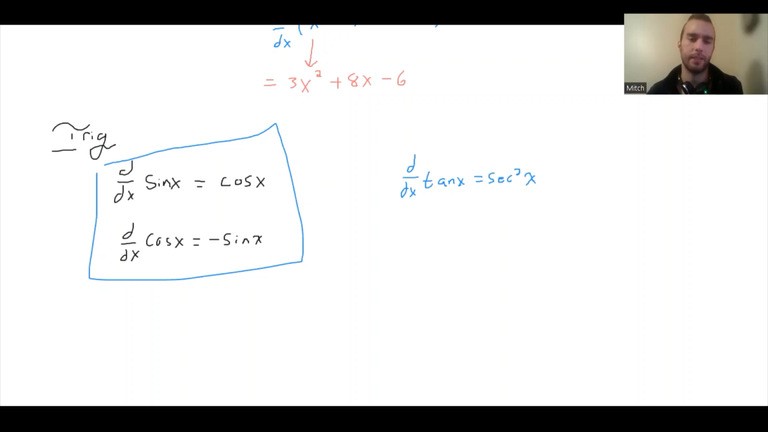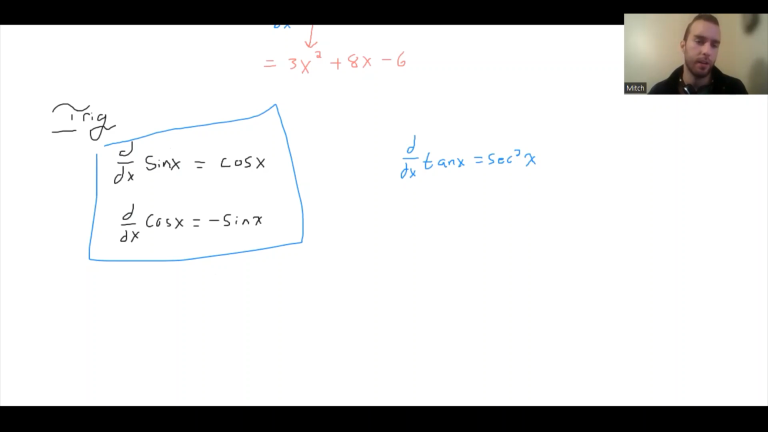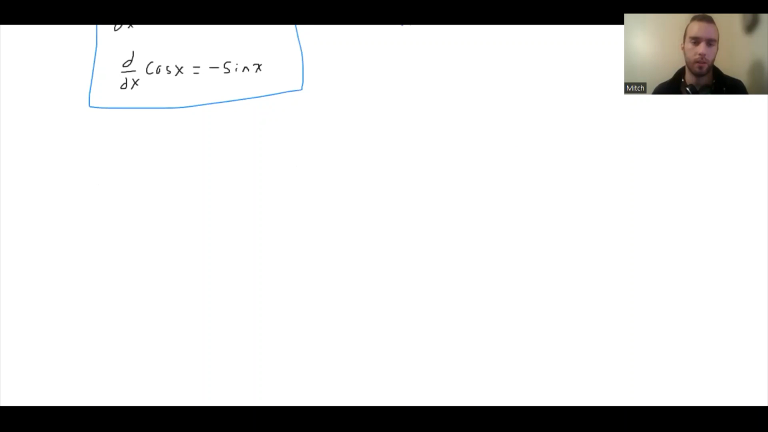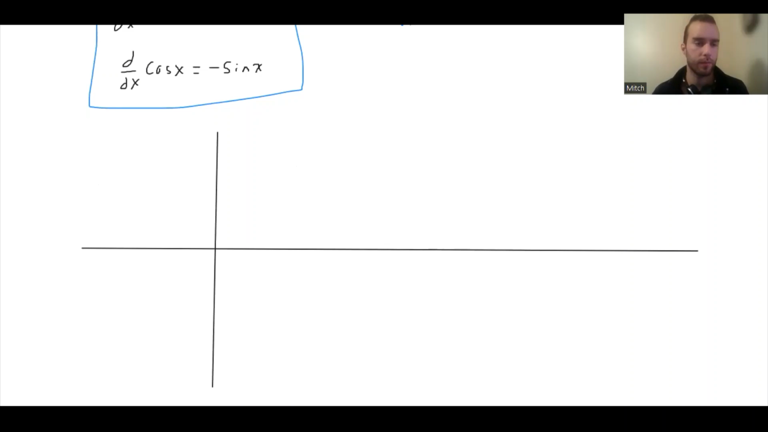The main thing to remember: the derivative of sine is cosine, and the derivative of cosine is negative sine. I'm just going to show that visually. I'm going to draw a graph real quick to hopefully give an intuitive understanding of that. That keeps repeating periodically. So this is sine x, and we'll do cosine.